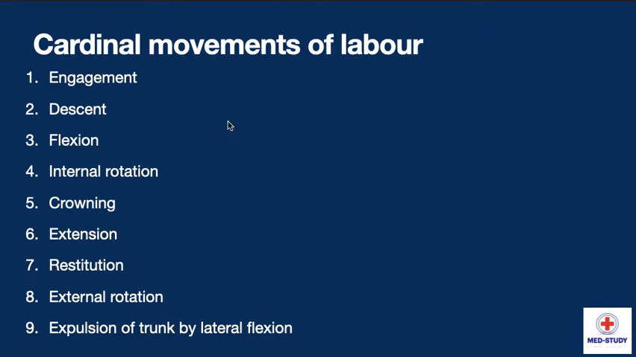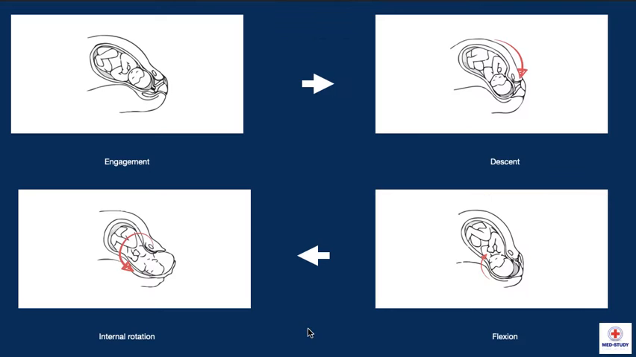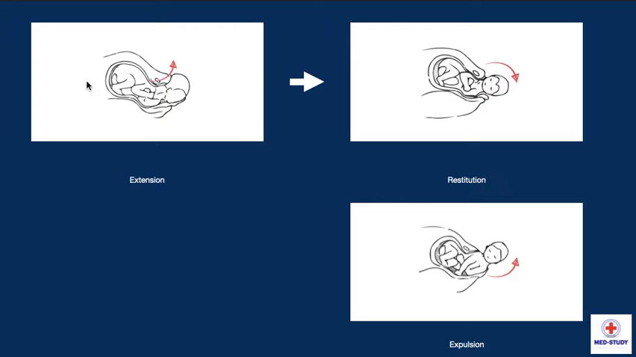centimeters. Now, cardinal movements of labor include engagement, descent, flexion, internal rotation, crowning, extension, restitution, external rotation, and expulsion of trunk by lateral flexion. This first image shows engagement, followed by descent, followed by flexion, followed by internal rotation, which is again followed by extension, followed by restitution, and lastly there is expulsion.